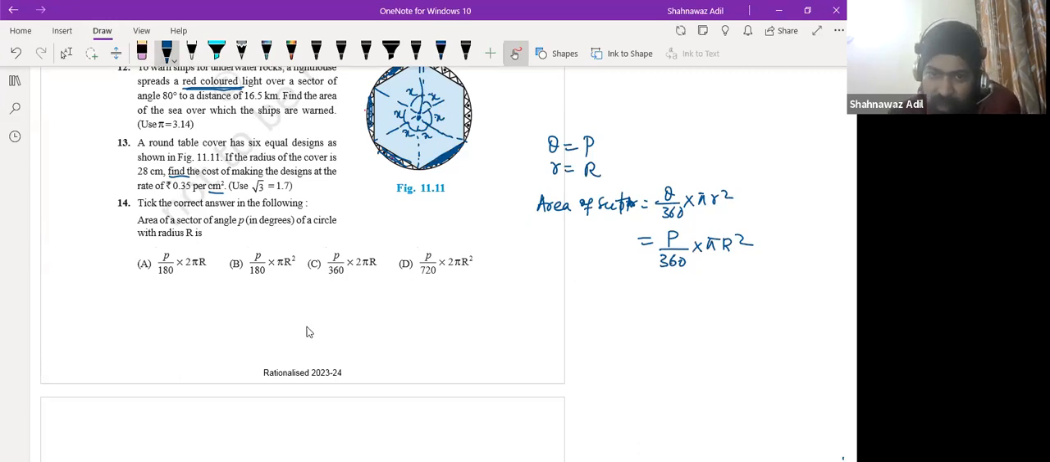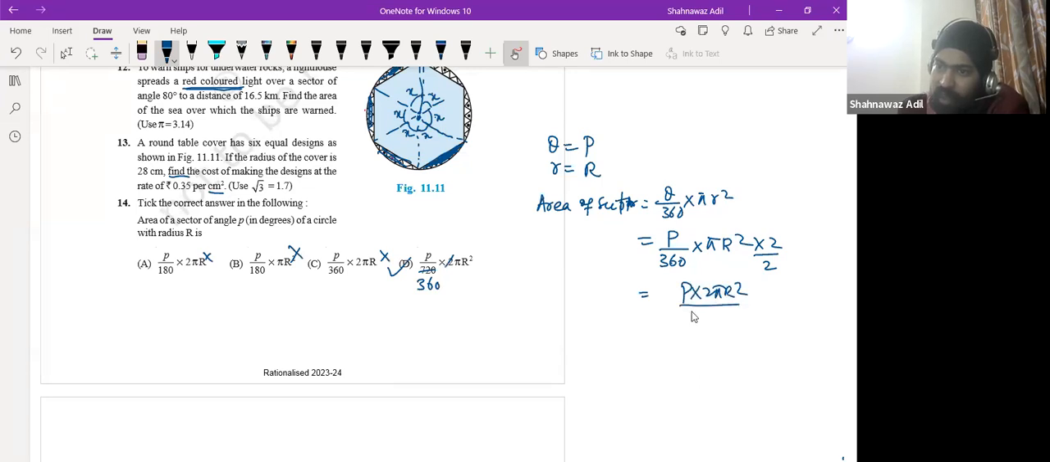So which one is matching? This cannot be the answer. B has P by 180 into pi r square, so this cannot be the answer. This is P by 720 into pi r square. So if we cancel this thing, this is 360. So D is the correct one. If we multiply it by 2 and divide it by 2, this would be P pi r square divided by 720.